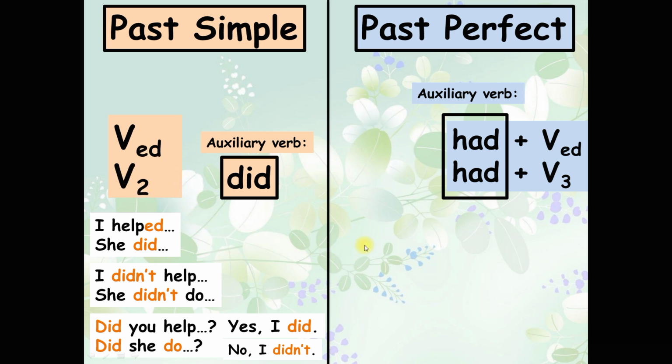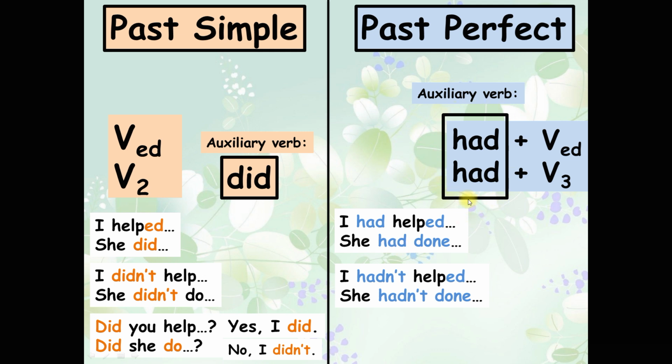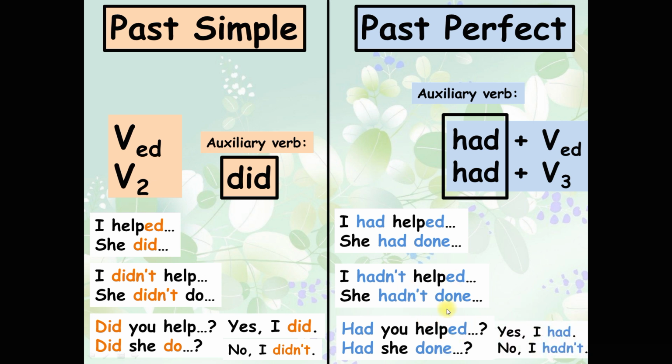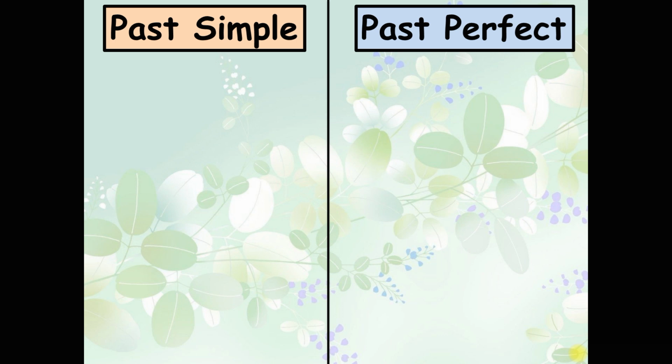Now let's look at the examples in the past perfect. The positive sentences are I had helped, she had done. The negatives will be formed with the help of the negative auxiliary verb hadn't. I hadn't helped. She hadn't done. Here are the questions. Had you helped? Had she done? And the short answers to the first question. Had you helped? Yes, I had. No, I hadn't. Now let's look at the rules that will tell you when we use the past simple and when we use the past perfect.